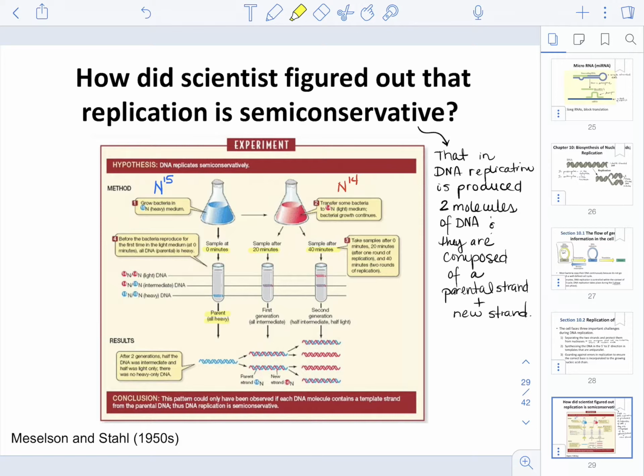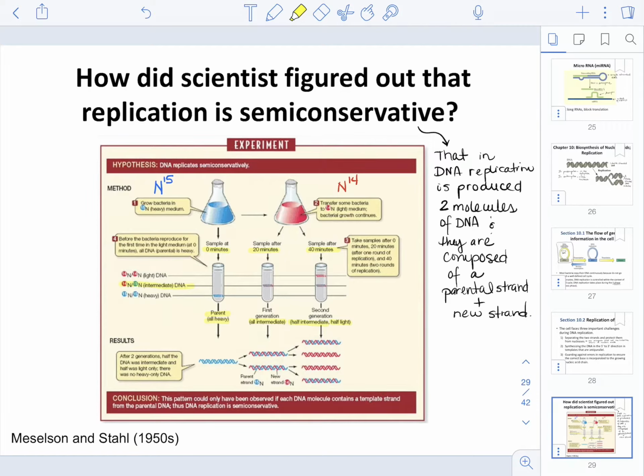when they looked at that first generation, they only observed that it was all intermediate. All intermediate means that the DNA had N14 label and N15 label. Then they took a second sample, as you can see, at 40 minutes. And they saw half intermediate and half light label. So the results illustrated that after 2 generations, half the DNA was intermediate and half was light only. And there was no double-stranded heavy at the end.